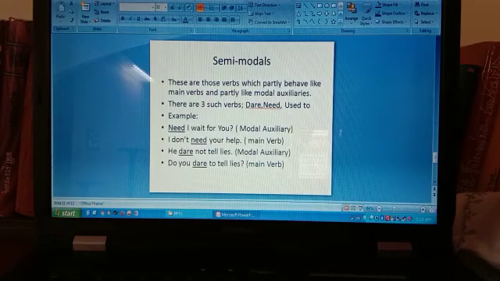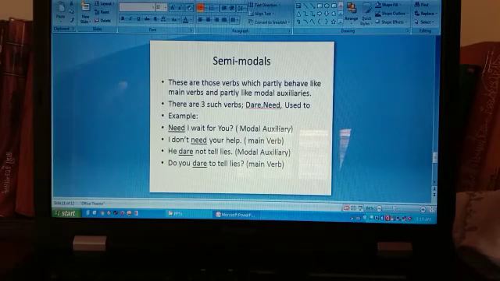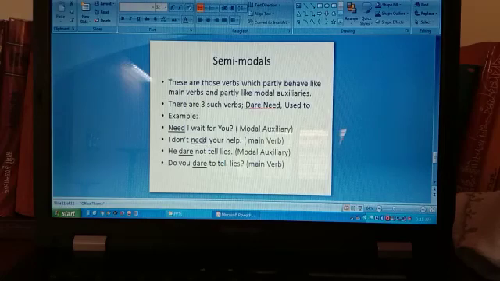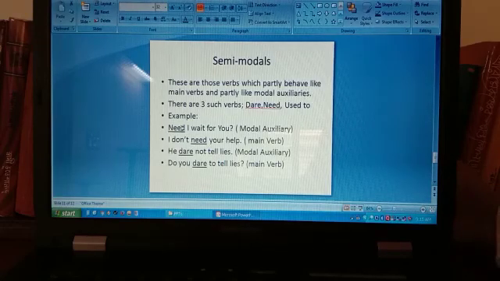Need I wait for you? Here need is the auxiliary verb and wait is the main verb. I don't need your help. Here need is used as a main verb. So need is used, though it is a modal auxiliary, both as an auxiliary verb and also as a main verb.